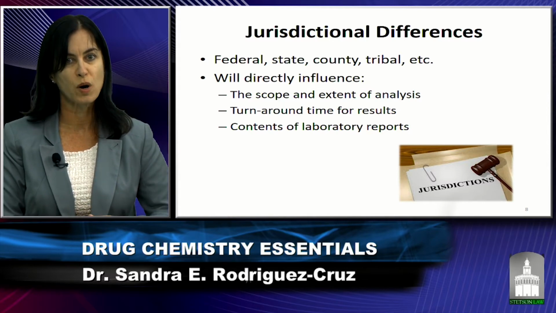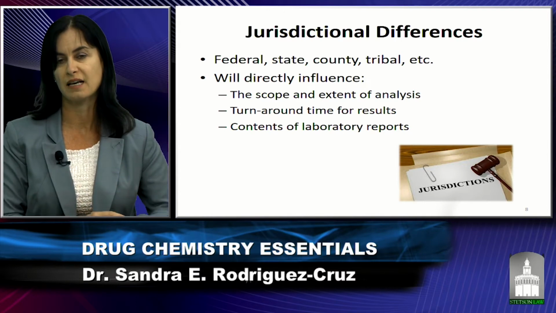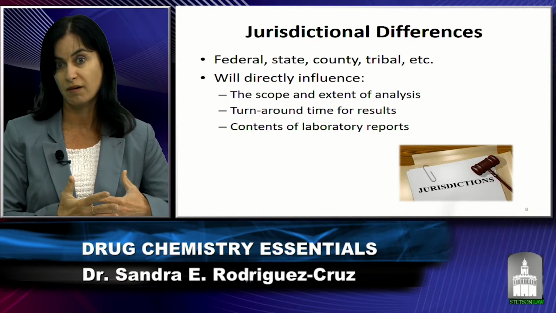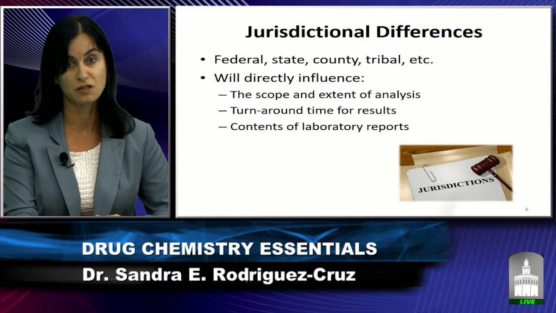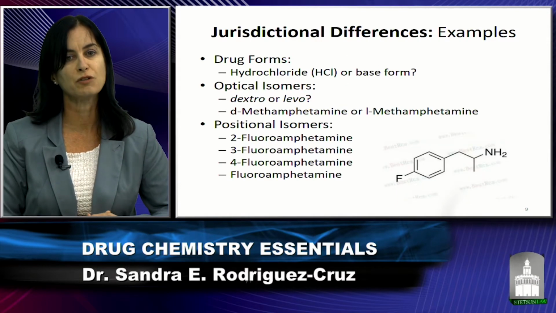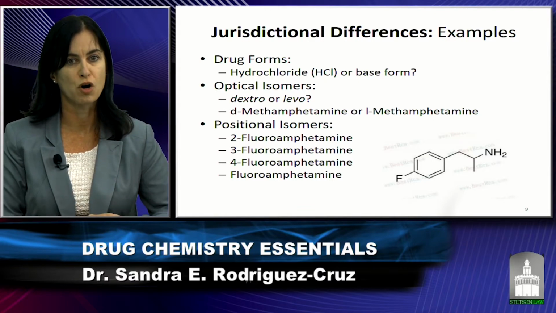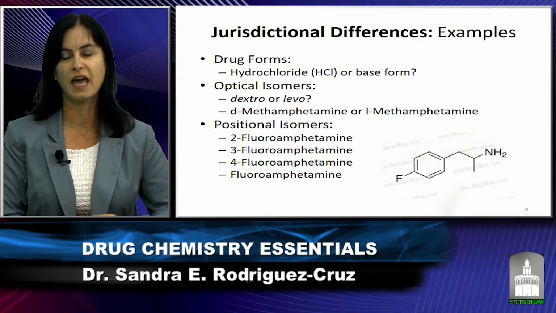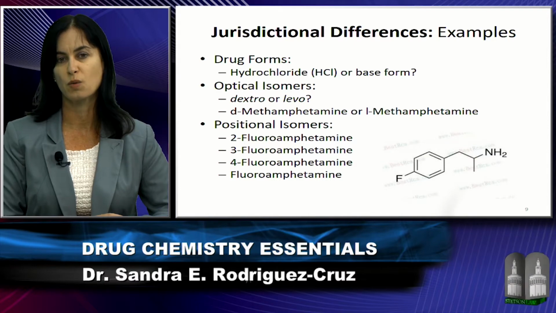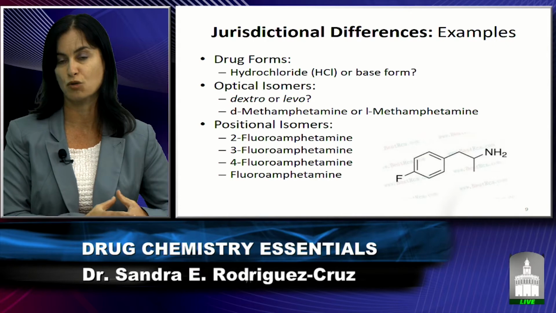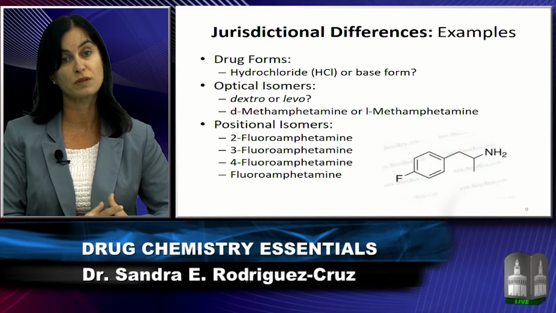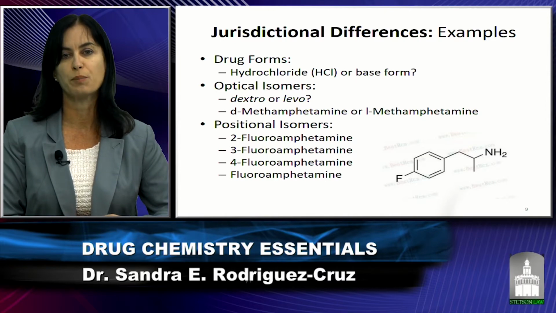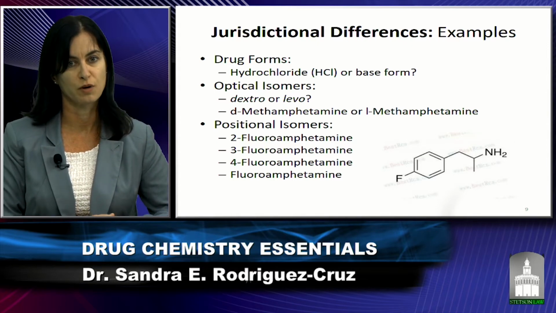So a laboratory report that has been requested from a county laboratory may look very different in its contents from a laboratory report that's received from a federal jurisdictional laboratory, because the legal requirements are different, and therefore that defines the scope and extent of analysis. And just to give you an example, there are many jurisdictions where the salt form of the drug is not important. For example, in the case of methamphetamine, a laboratory may work in a jurisdiction where determining that the drug is methamphetamine hydrochloride may not be relevant. Only the identification of methamphetamine as the core form of the drug is what's relevant in that jurisdiction. Therefore, a laboratory will not perform additional analysis to identify further the salt form of that drug.